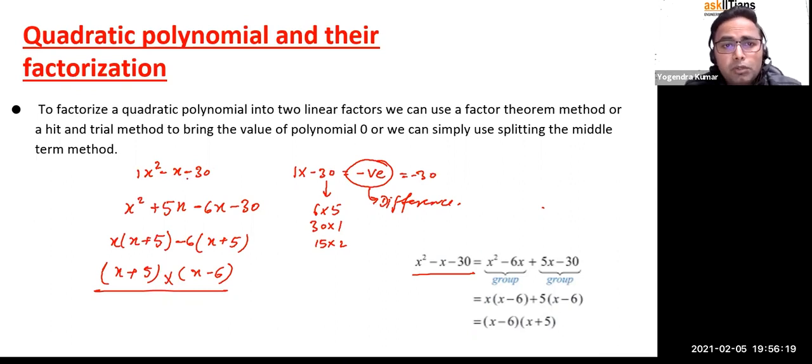To factorize a quadratic polynomial into 2 linear factors, we can use the factor theorem, the hit and trial method, to bring it into the value of 0. So this is what the splitting middle term method is. That is what I want to name it, right?